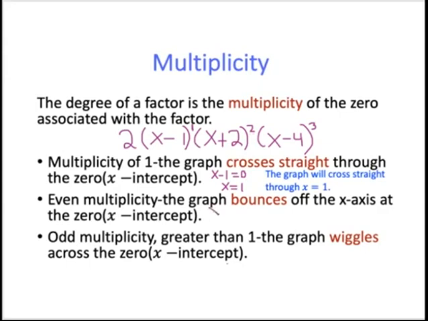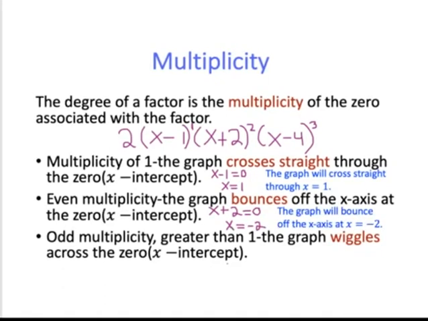The 0 associated with that comes from setting x plus 2 equal to 0. When we solve that, we're going to subtract 2 from both sides, and we're going to get x equals negative 2. So for the 0, x equals negative 2, the graph will bounce off the x-axis.